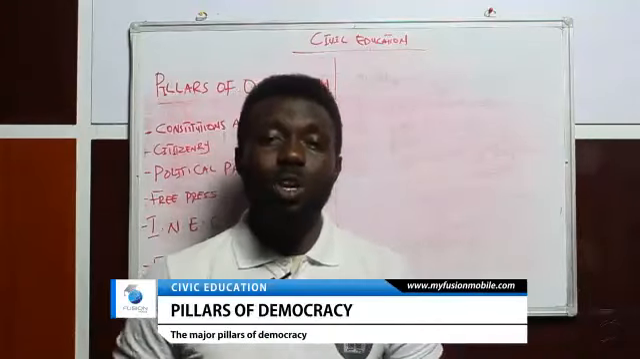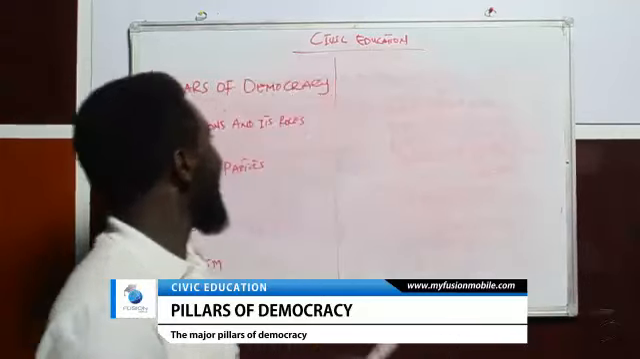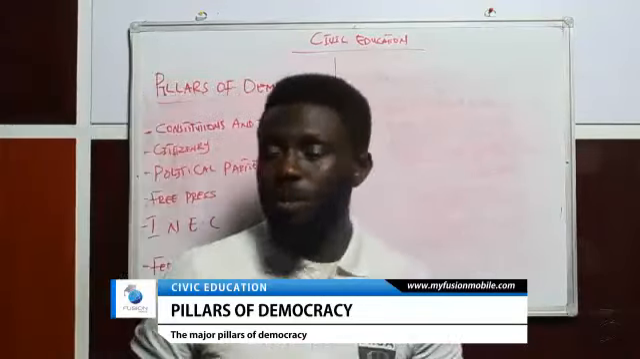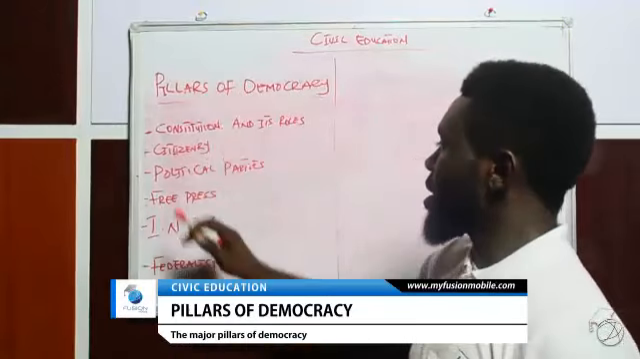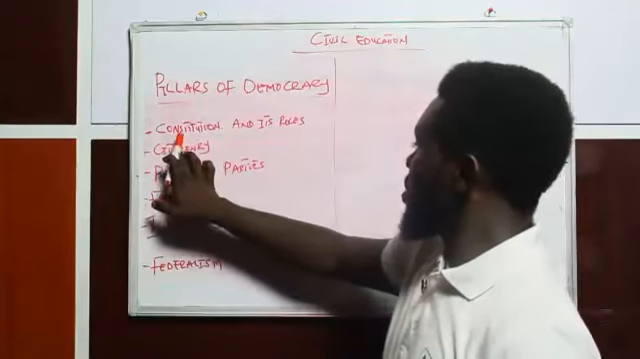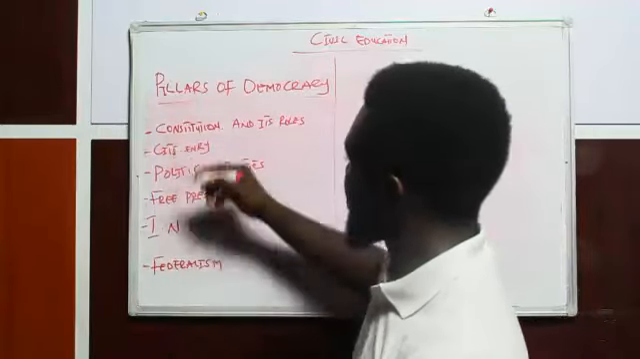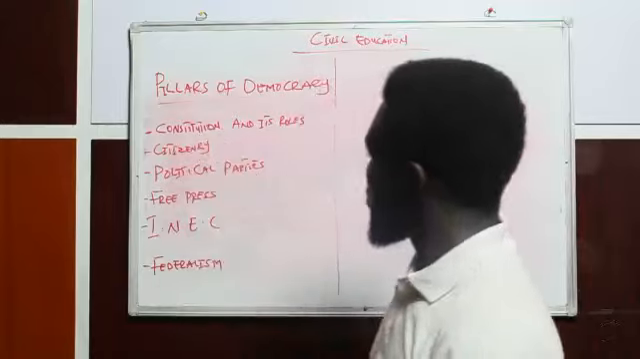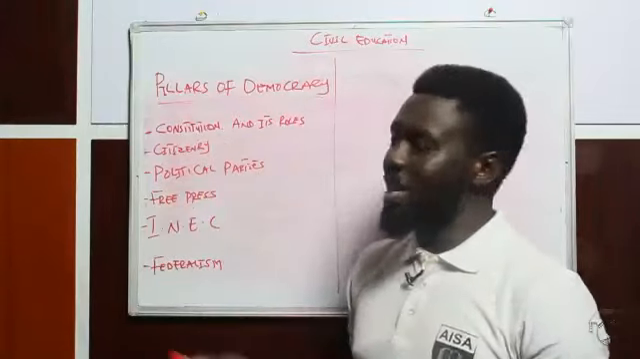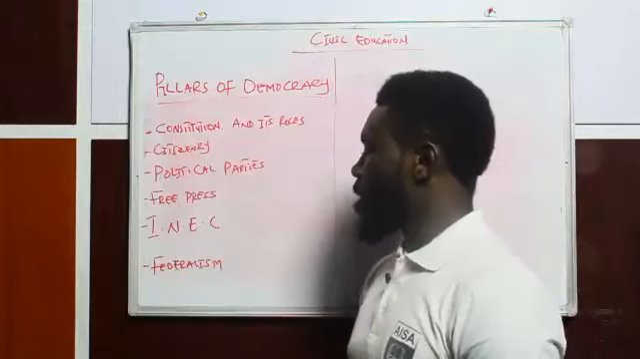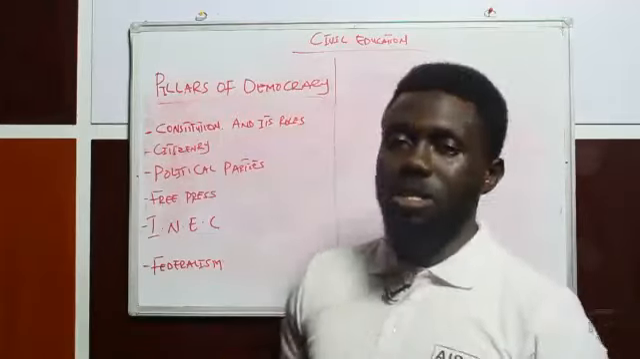In this video, we are going to be looking at the pillars of democracy. We'll be looking at the constitution and its roles. We'll be looking at the citizenry, political parties, free press, NECO, and then finally federalism. All these are pillars of democracy.